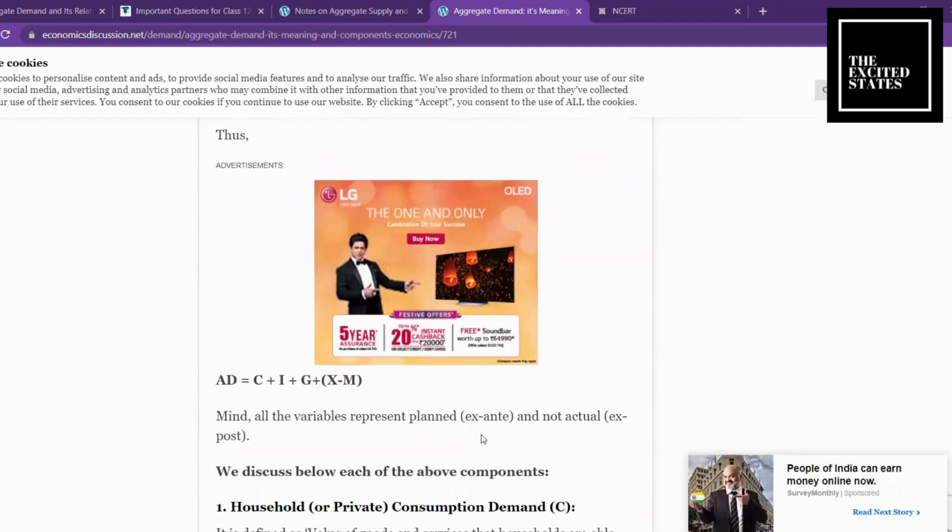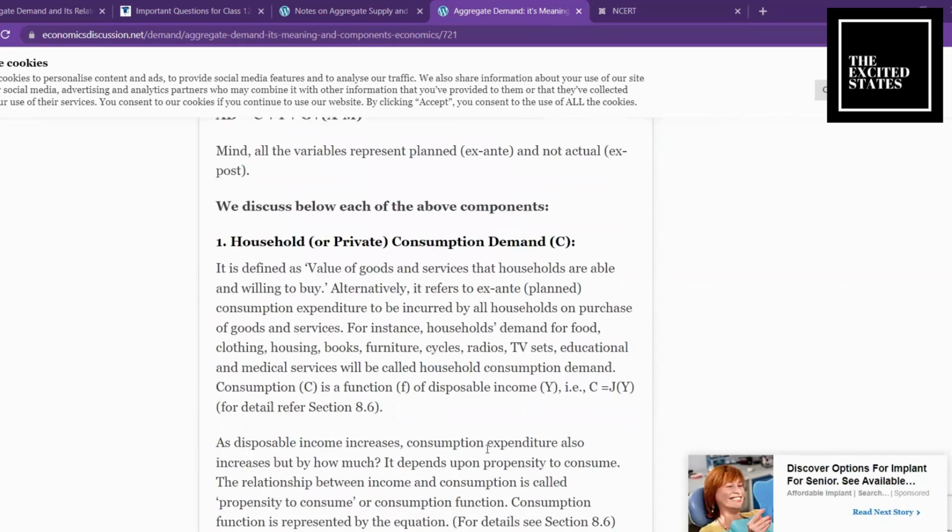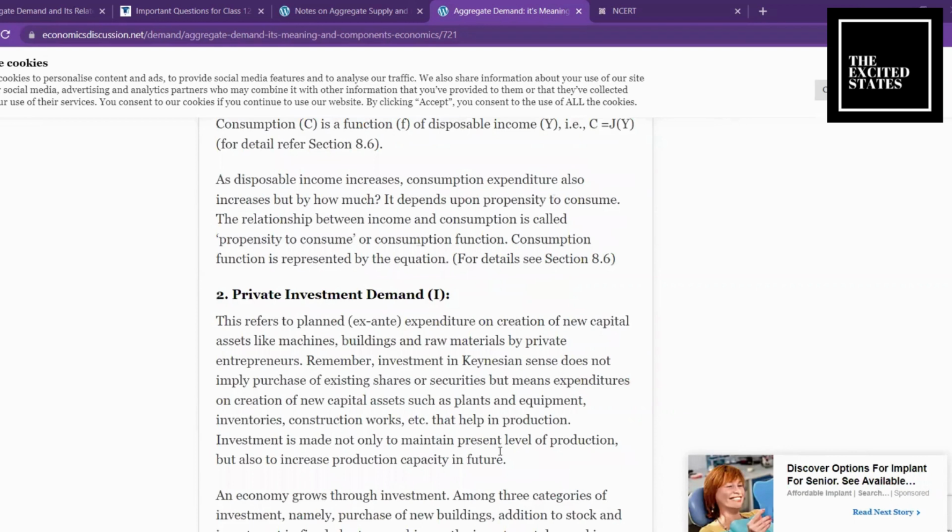But in your book, and in general, we discuss only the two sector model, and in that two sector model only household and private investment demand are there. So we leave out government and we leave out export and import. That's why in the two sector model, aggregate demand is equal to consumption plus investment.